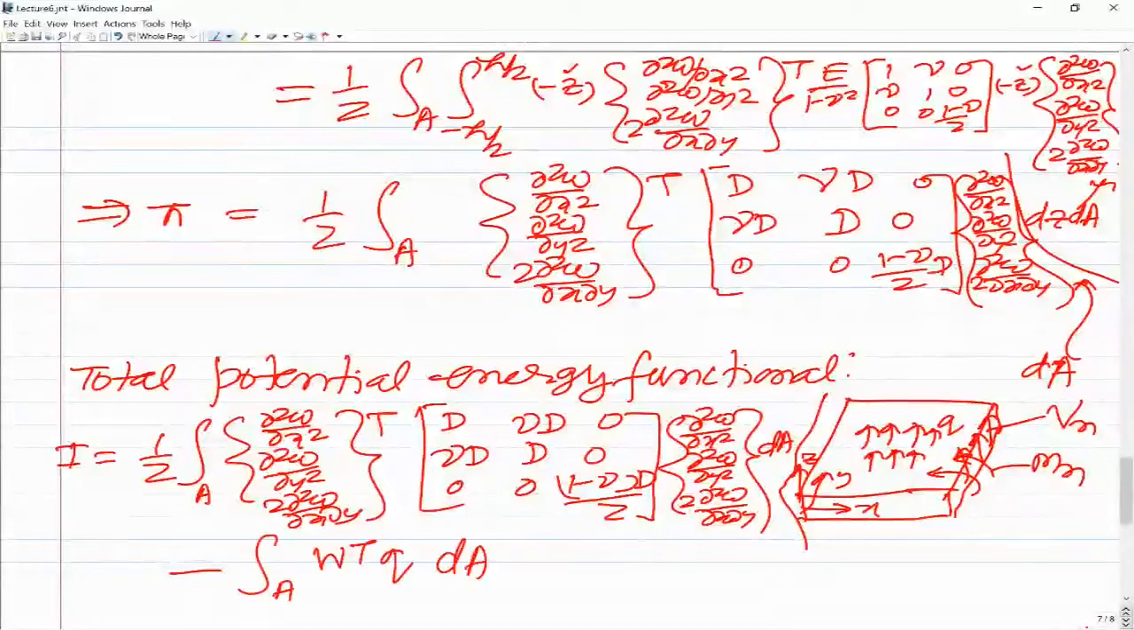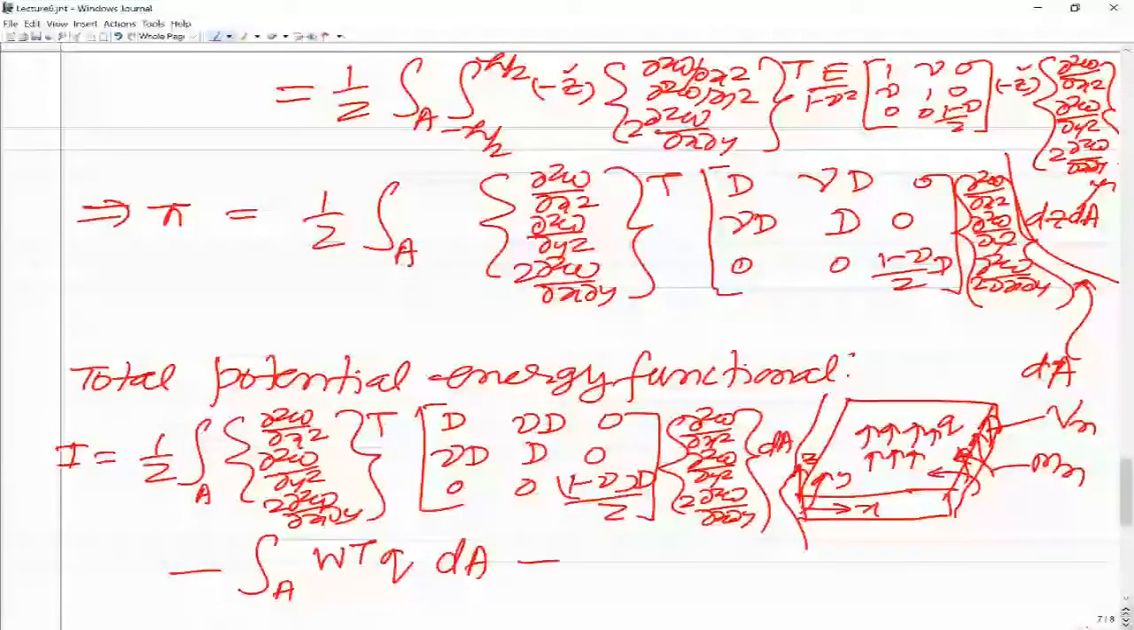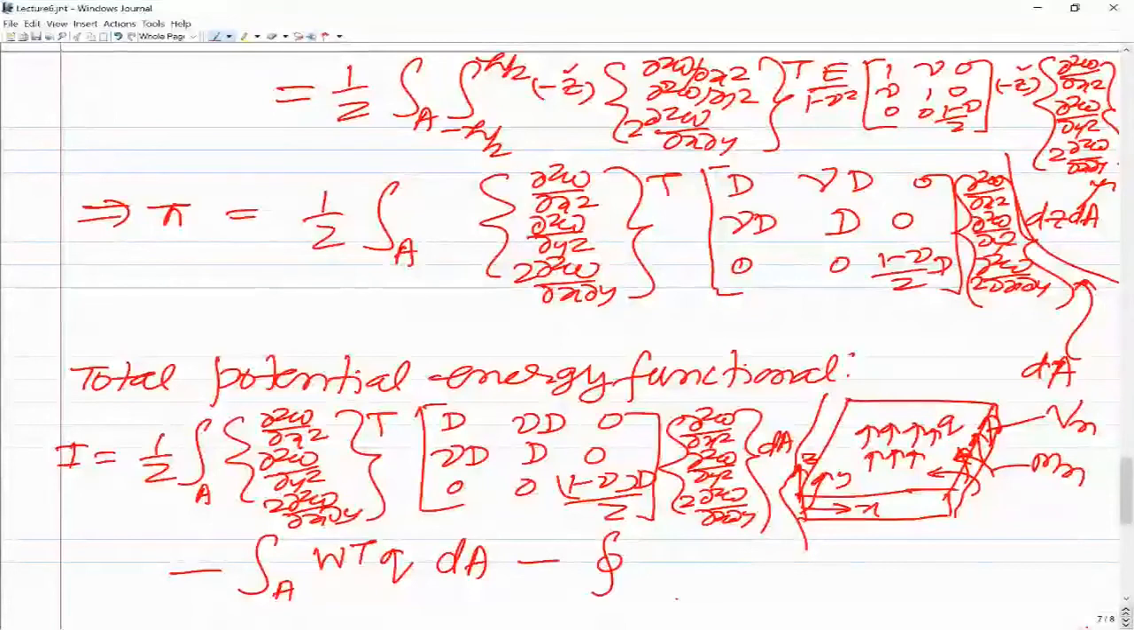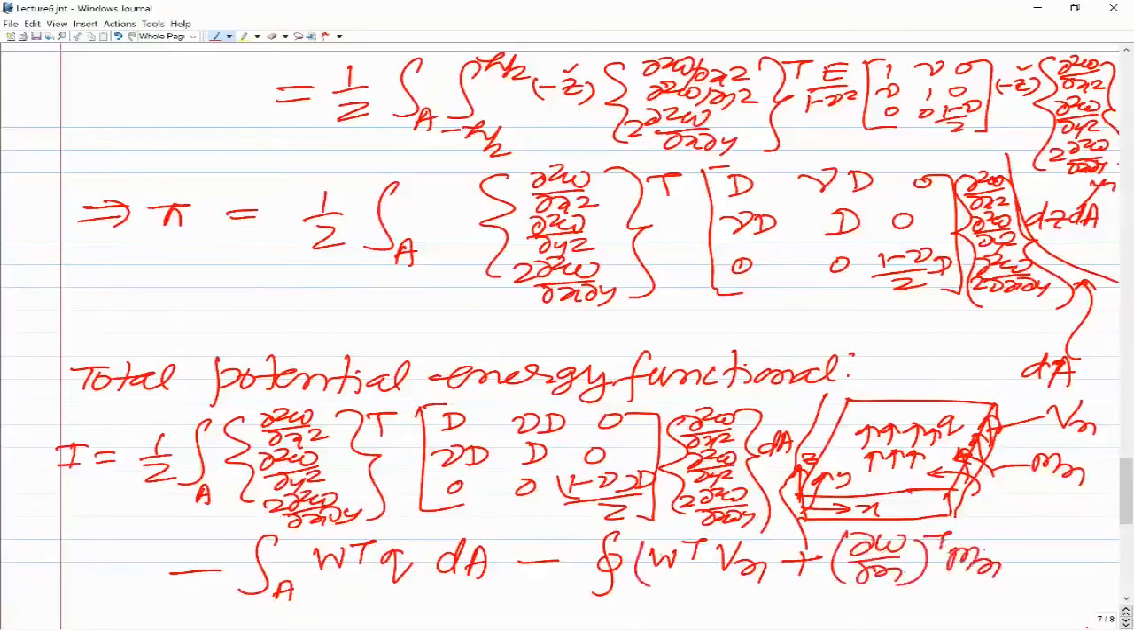Q is force per unit area. Now you have these boundary forces Vn and moment Mn. So we do the integration over the entire boundary. So Vn is the force per unit length. So Vn into ds will be the force, into w will give you the work done. Negative of that will give you potential. So the minus sign I have put inside, and then w transpose into Vn, and then this Mn will be corresponding rotation. So the rotation would be ∂w/∂n. So let's write it as a transpose into Mn into ds.